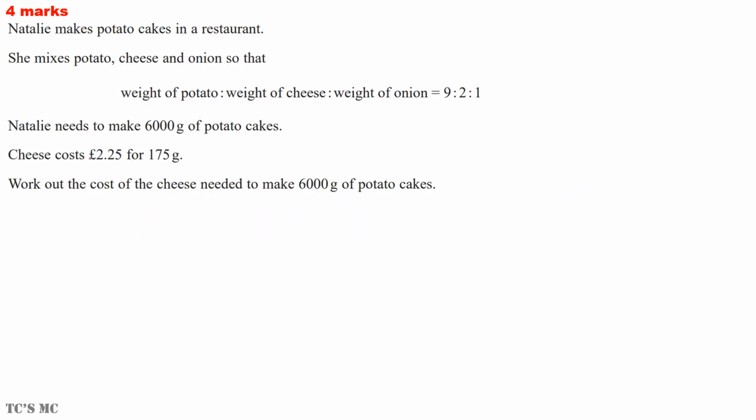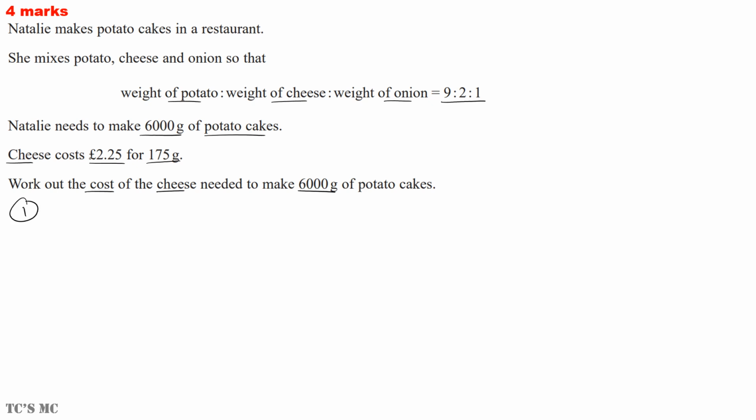Natalie makes potato cakes in a restaurant. She mixes potato, cheese and onion so that weight of potato to weight of cheese to weight of onion is 9 to 2 to 1. Natalie needs to make 6,000 grams of potato cakes. Cheese costs £2.25 for 175 grams. Work out the cost of the cheese needed to make 6,000 grams of potato cakes.